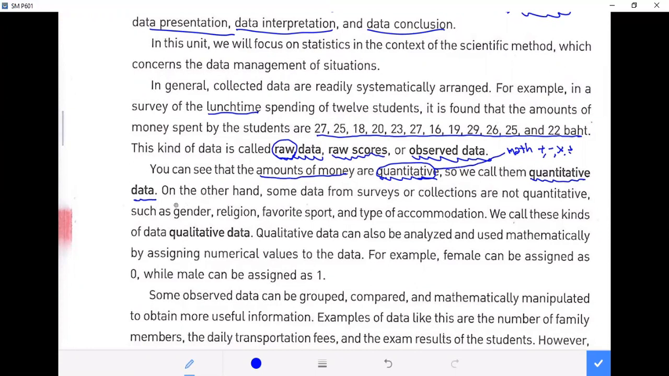So next one, on the other hand, some data are not quantitative, but they are qualitative, such as the gender. A man or a woman, a boy, a girl, like that. So for this kind of thing, like gender, you cannot do math operations.